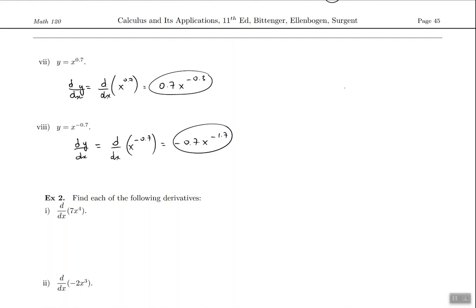So just be careful. In the first one, 0.7 minus 1 is going to be negative 0.3. That's the exponent. Whereas the second one already has a negative 0.7, and you're taking away 1. So together that's going to be negative 1.7 to go in the exponent. So just be careful and watch out for that.